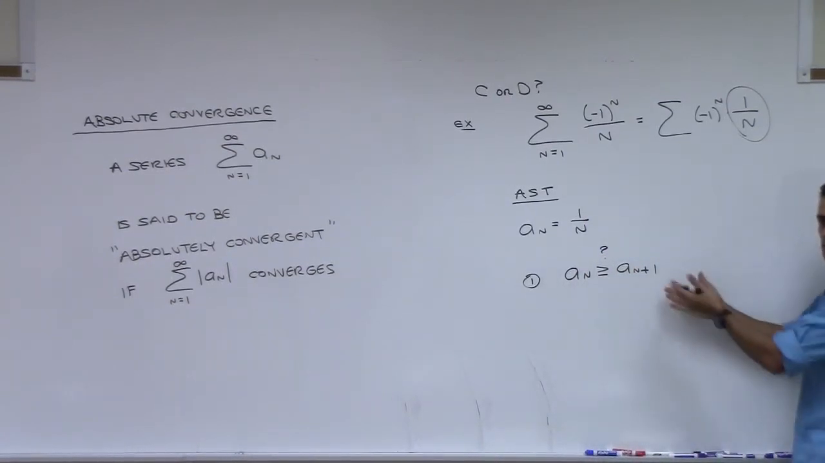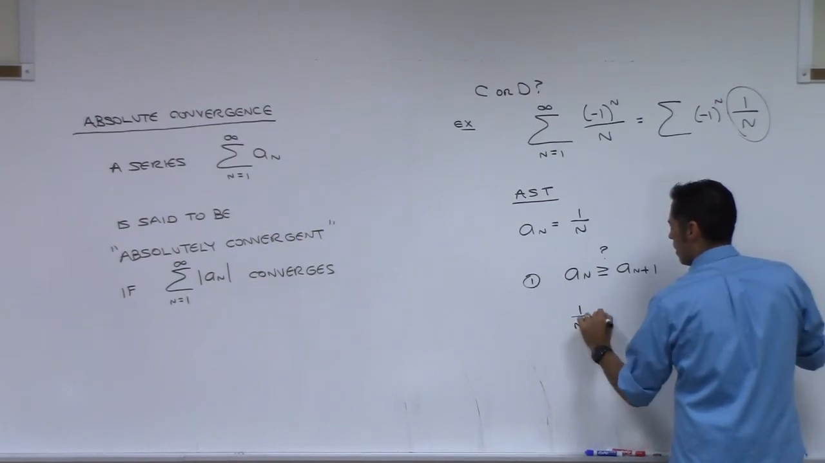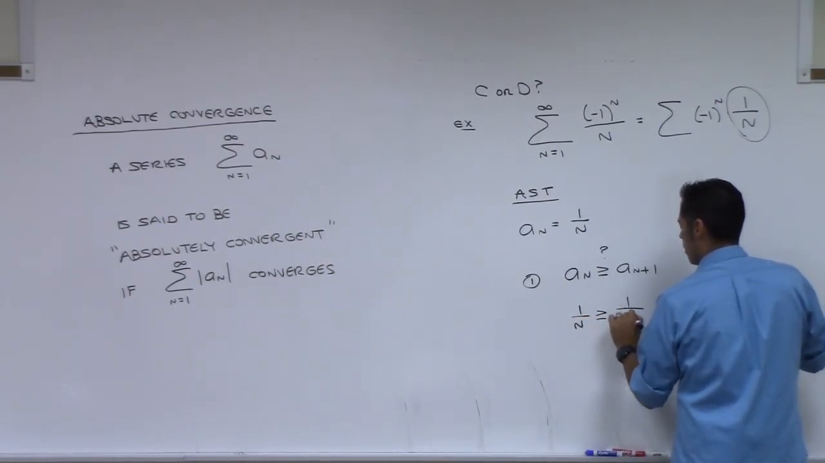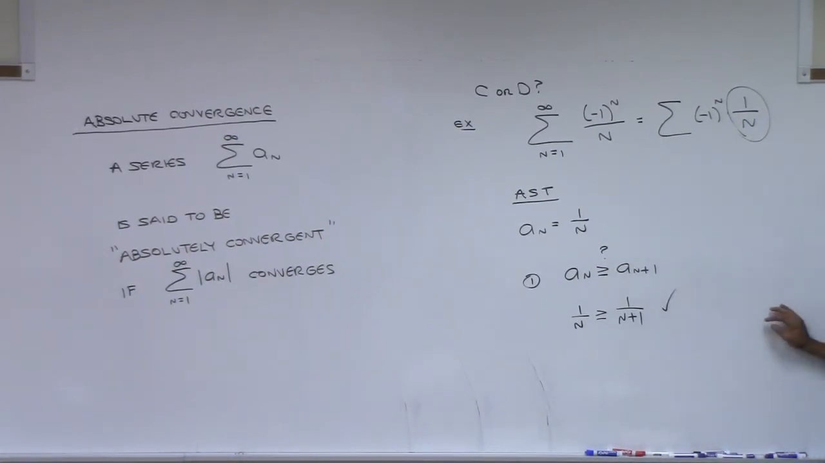So let's just check that. What's a sub n? 1 over n. Is that bigger than or equal to 1 over n plus 1? Cross multiply, this checks. It's a pretty easy check on that.